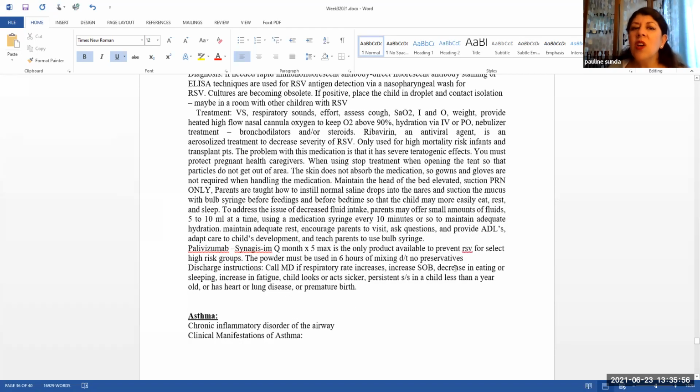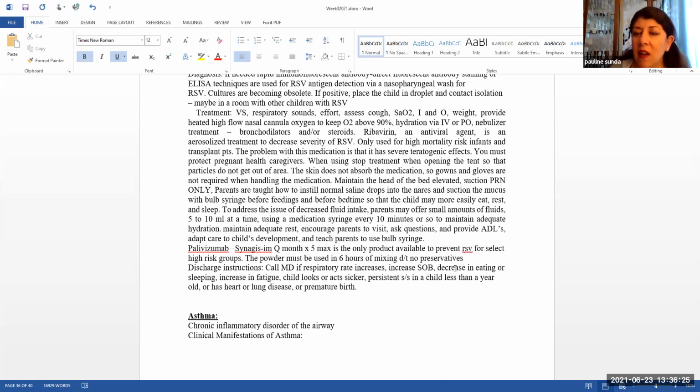Treatment: vital signs, monitoring respiratory sounds, effort, assessing the cough, what is their SaO2, strict I&O, weigh them, provide high flow nasal cannula oxygen to keep the oxygen above 90%. Hydration through oral or IV, nebulizing treatments, bronchodilators and/or steroids.